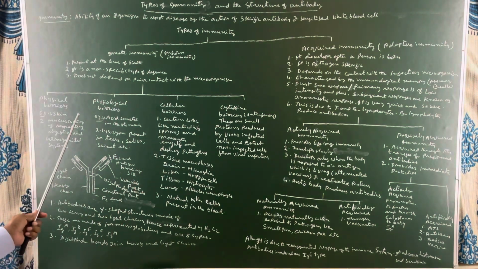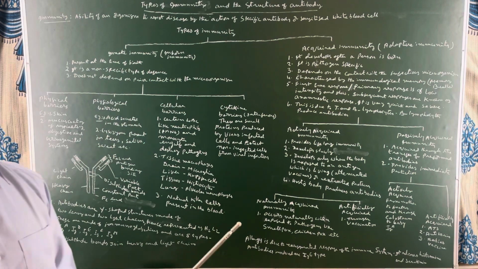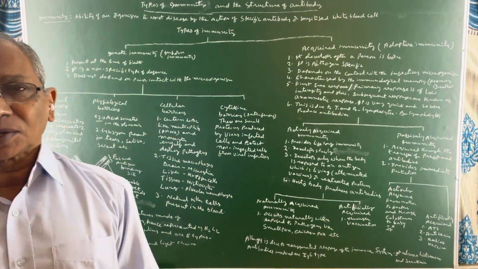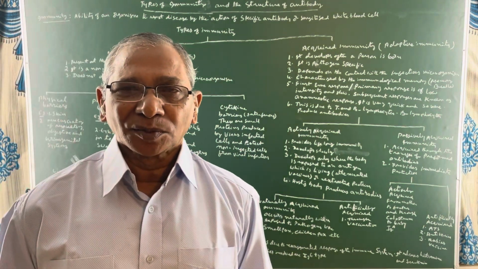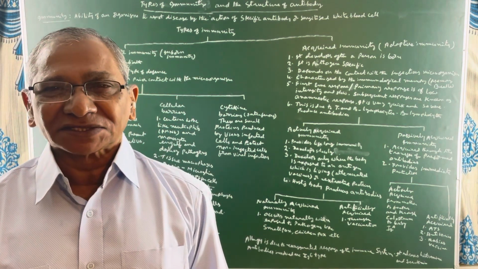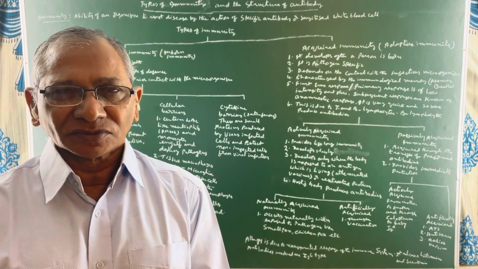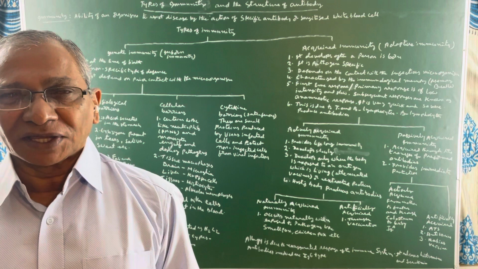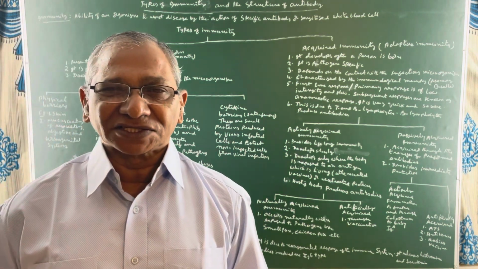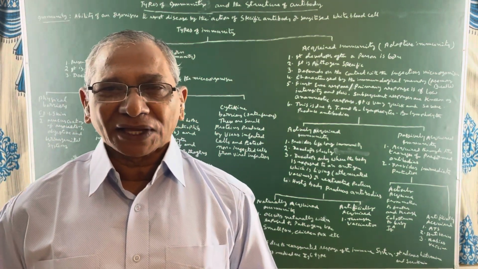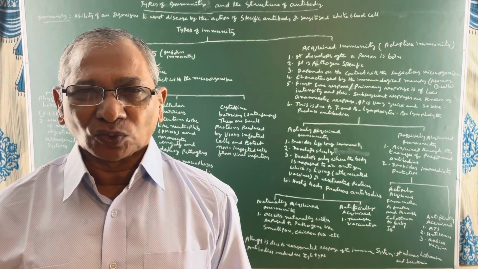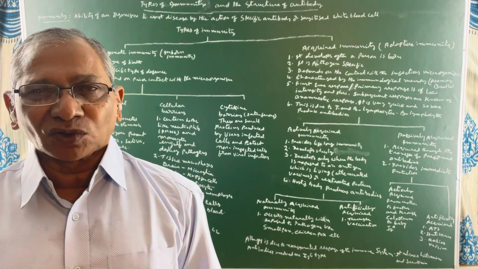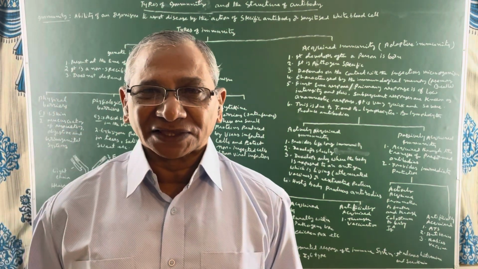The first one, physical barriers. Our skin and mucus secreted by the mucous membrane provide physical barriers. Our skin prevents entry of any pathogens into our body. As long as the skin is intact, no organism can enter our body. But once the skin is injured, they can easily enter our body and cause disease and death.